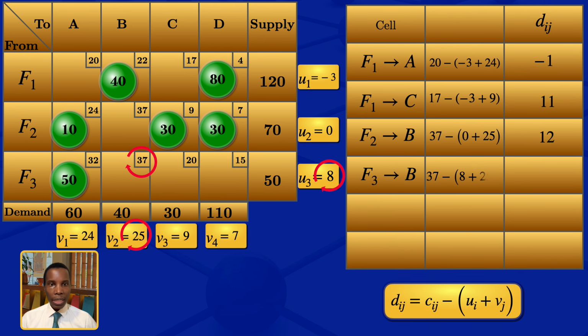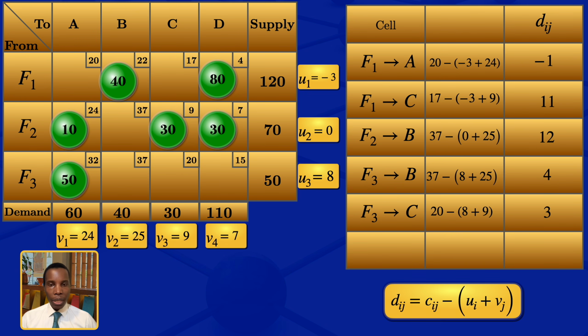So we'll be having 37 minus 8 plus 25, which will give us a 4. And then go on to the next unoccupied cell, this one here. We are saying F3 to C. For F3 to C, it will be 20 minus the sum of these two values. So it will be 20 minus 8 plus 9, which will give us a 3.